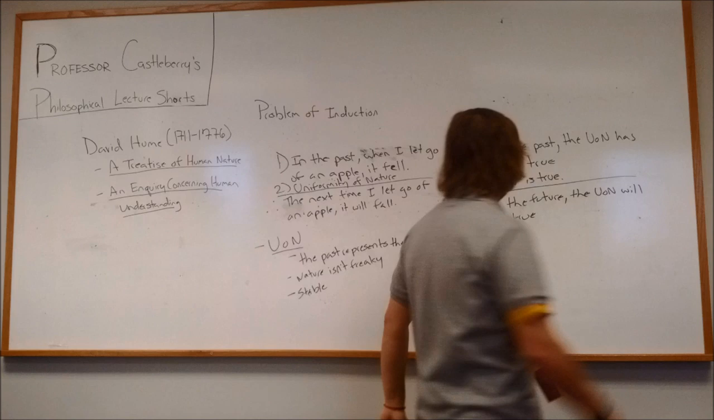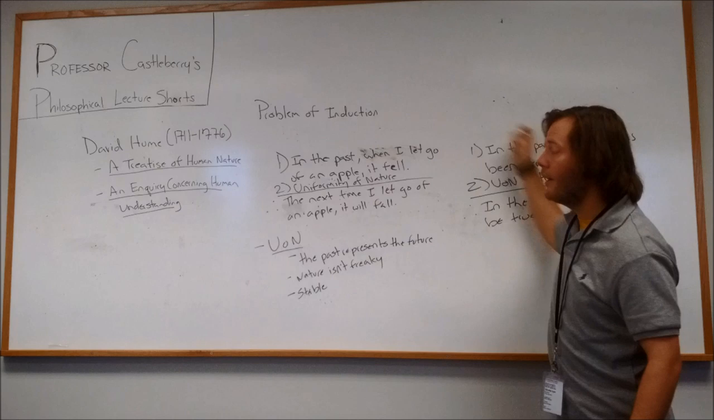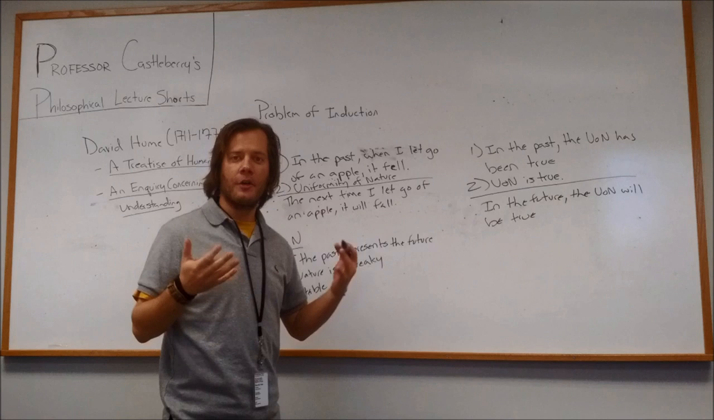But in order to prove the uniformity of nature, we have to assume induction. And then, of course, to know induction, we have to assume uniformity of nature. But to prove uniformity of nature, we have to go back and prove induction. On and on and on, and we see the circle that's happened. Okay? What Hume wants to say is induction requires uniformity of nature just as the uniformity of nature requires induction. This is a circular argument, therefore a bad one.